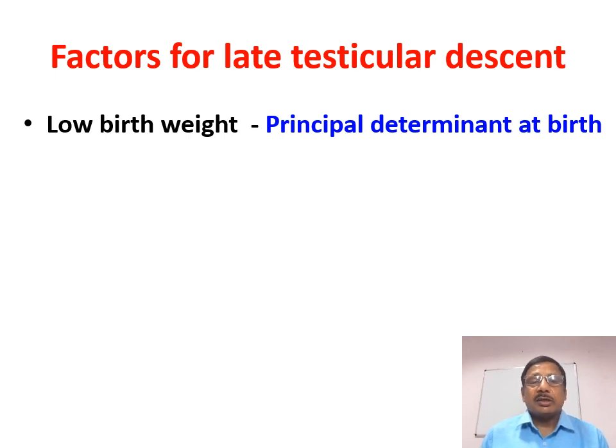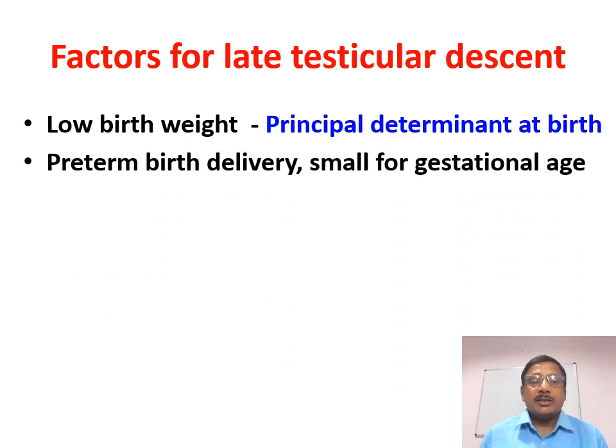Now, what are the factors for late testicular descent? If you look into the factors, low birth weight is supposed to be the principal determinant at birth. Again, a good PGME question that you all must understand. And the next one is preterm birth delivery or small for gestational age. So if there is an option between low birth weight and preterm birth delivery, then the principal determinant is low birth weight. And you remember our case was 2 kg and it was premature. So that is why the scrotum was empty.